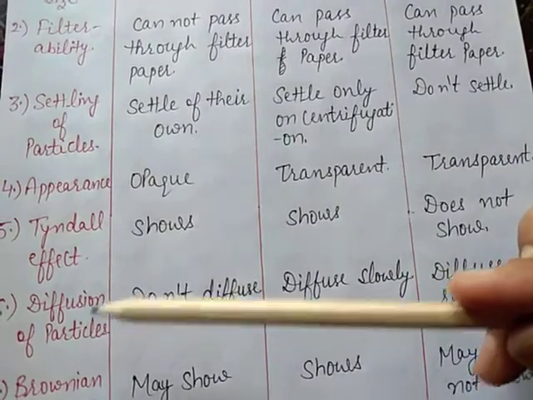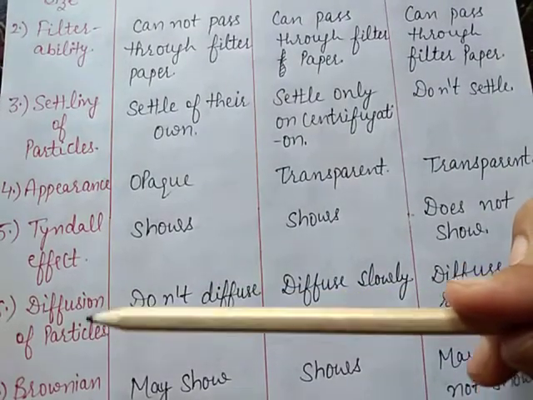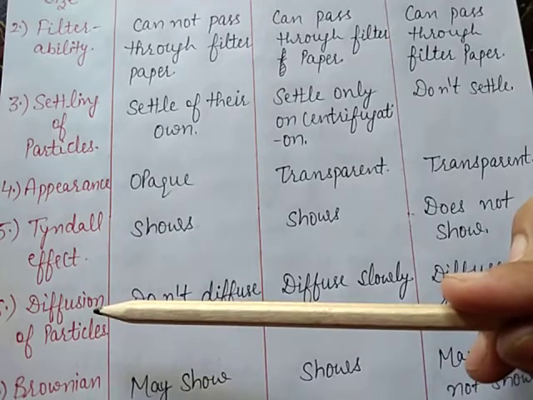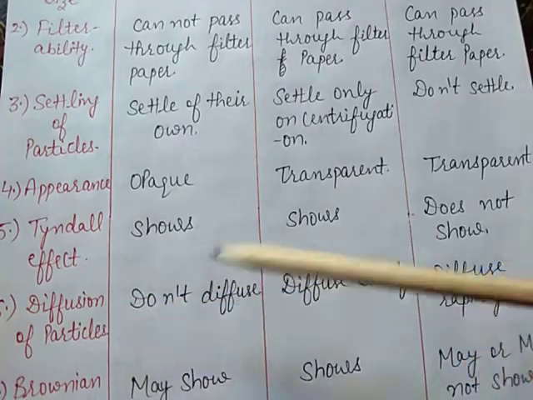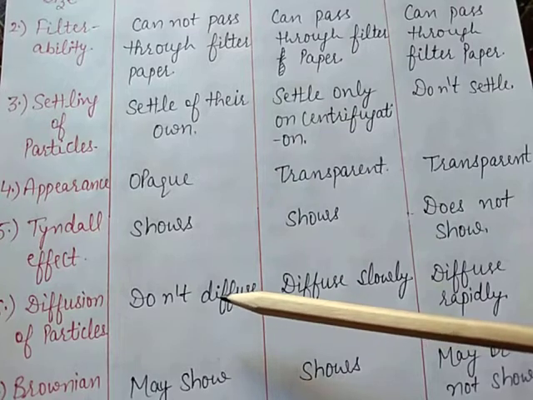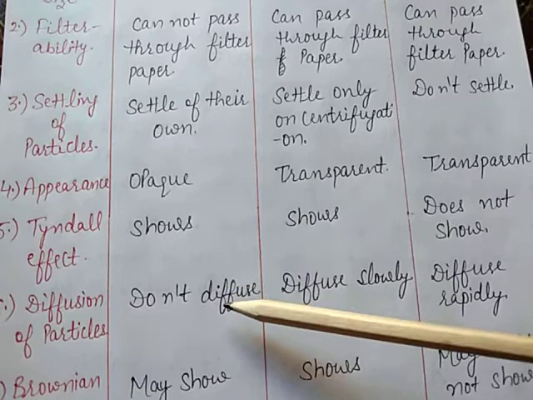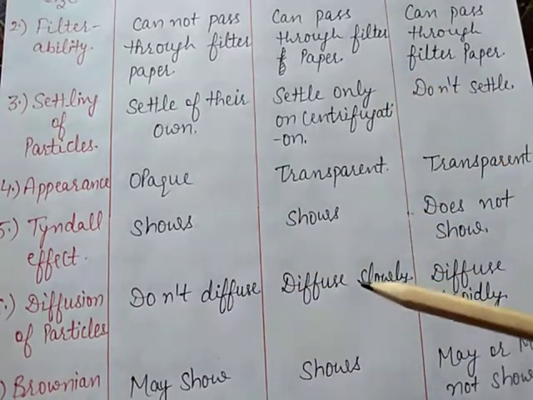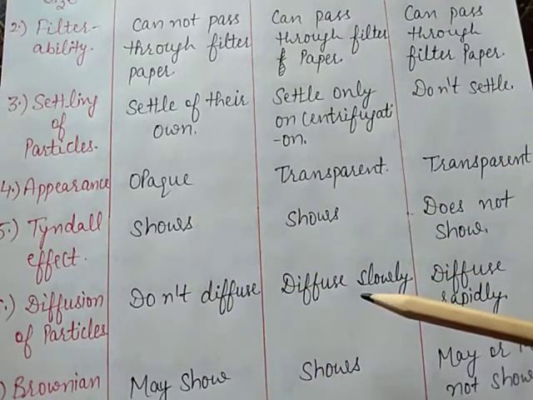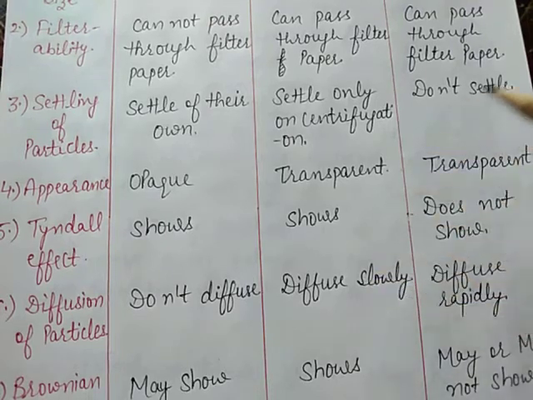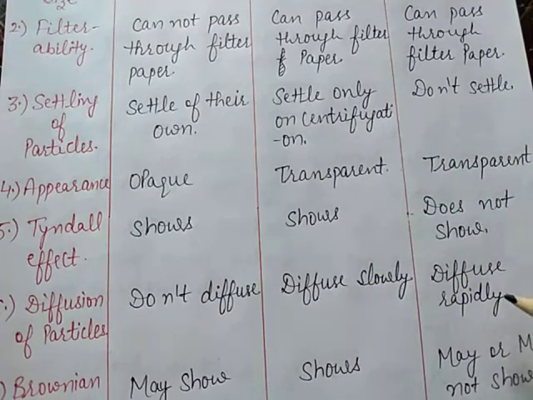Point number 6. Diffusion of particles. Diffusion means intermixing of particles. In case of suspension, particles don't diffuse. In case of colloidal solution, particles diffuse slowly. But in case of true solution, particles diffuse rapidly.